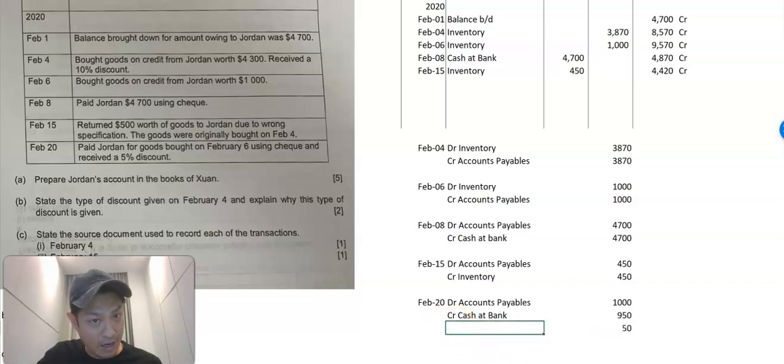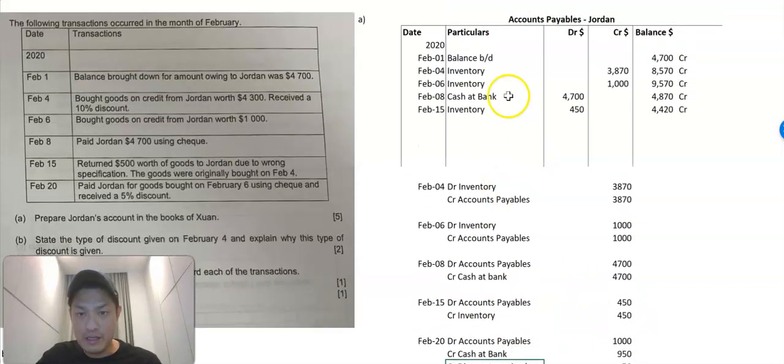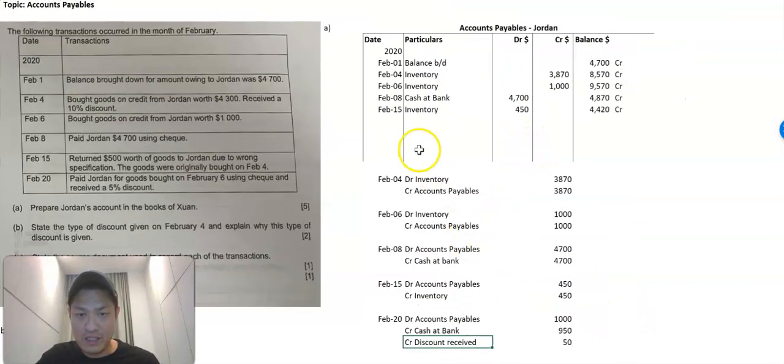I credit a discount receipt, and that's an account that will eventually flow into the statement of financial performance as an income. Okay, so how do I present this in the accounts payable? I'm just going to make it slightly smaller.